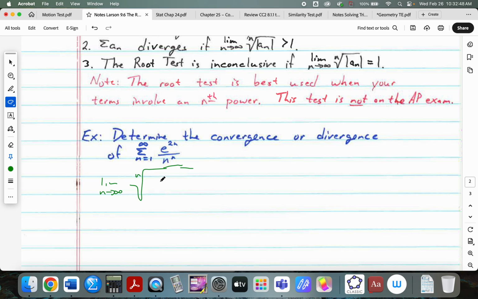So we're going to take the nth root of e to the 2n over n to the n, which will be the limit as n goes to infinity of the nth root of e to the 2n is e squared. And the nth root of n to the n is n. As n goes to infinity, that goes to 0, which is less than 1, and therefore the series converges absolutely.